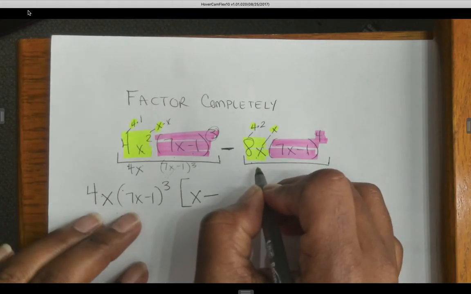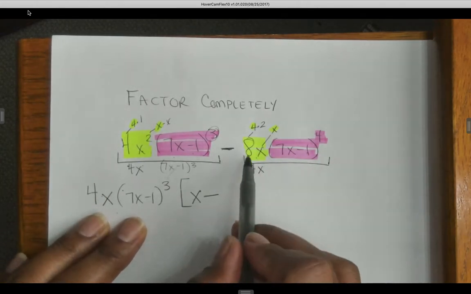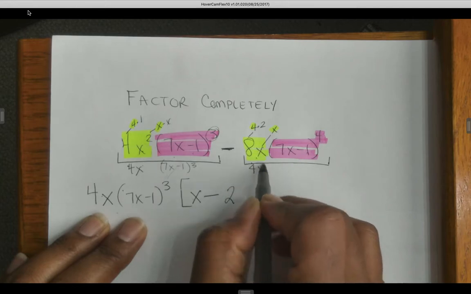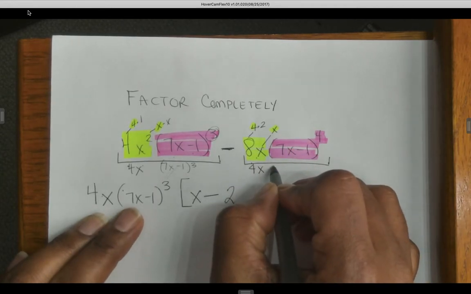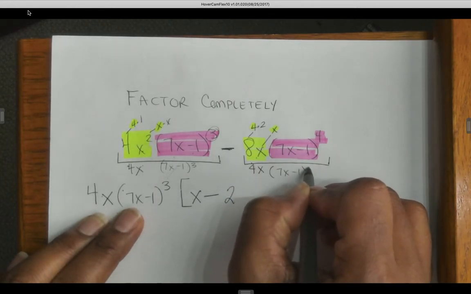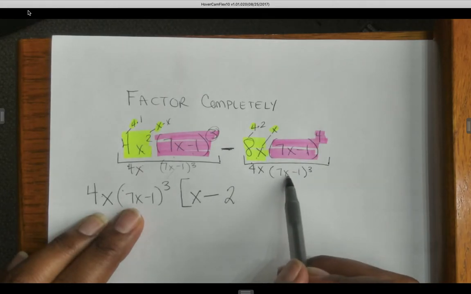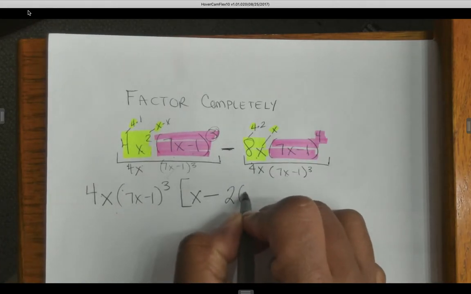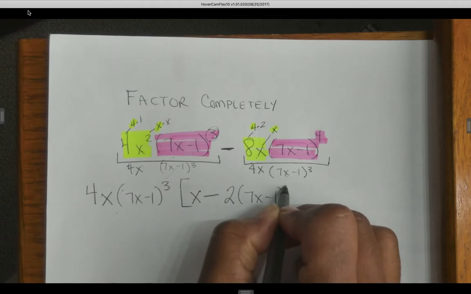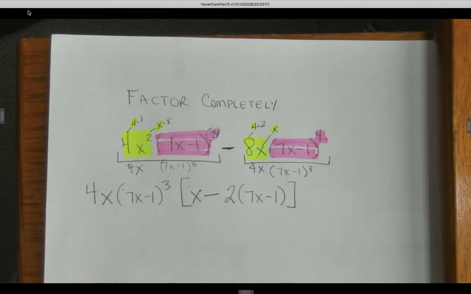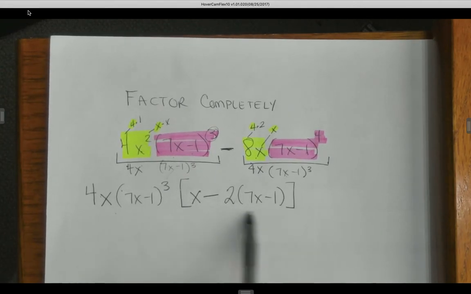Same thing here. When I take out the GCF, 4x, I'm left with 2. My x's cancel. And then when I take out the 7x minus 1 to the third, I had 4, but I'm dividing out 3 of them, so that means I just have 1 left, 7x minus 1. You can put to the 1 power, but we don't really need to. Right, so it's basically factored. I took out all the GCF. That's really all I could do, but this guy here just needs to be simplified.